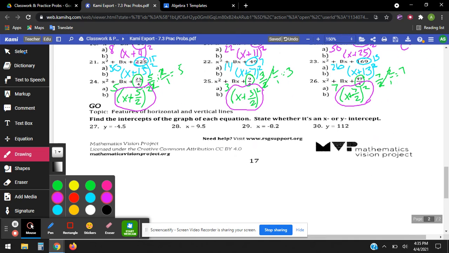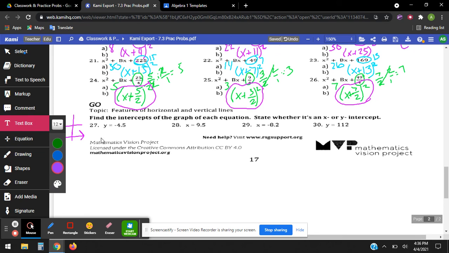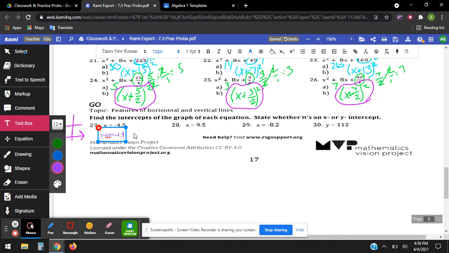Okay, so now when we scroll down here, find the intercepts of the graph of each equation. State whether it's an x or y. Well, this one is pretty straightforward in the fact that y equals, that's a straight line that crosses, just to show you here. We have our coordinates here. This is a line that just crosses here. So if it hits at y, then it's going to be a y-intercept, and that equals negative 4.5 because that's where it's hitting.